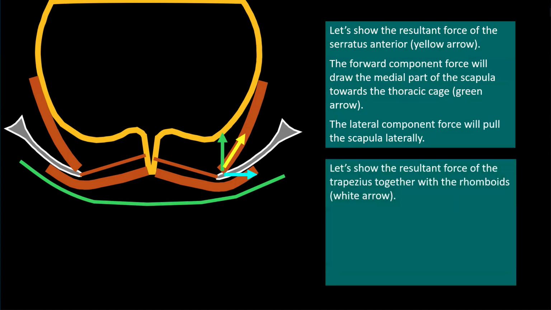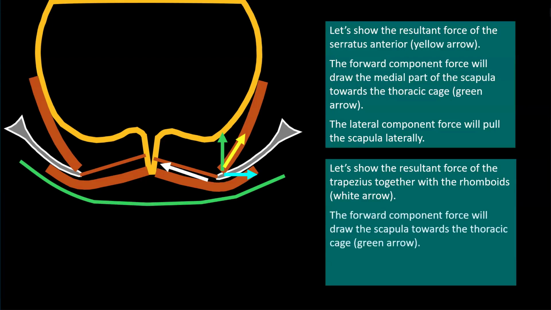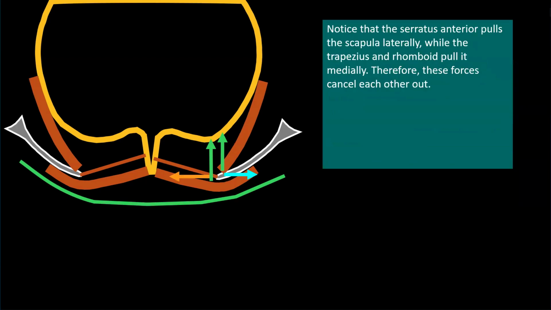Let's show the resultant force of the trapezius together with the rhomboids, white arrow. The forward component force will draw the scapula towards the thoracic cage, green arrow. The medial component force will now pull the scapula medially, orange arrow. Notice that the serratus anterior pulls the scapula laterally, while the trapezius and the rhomboid pull medially. Therefore, these forces cancel each other out.